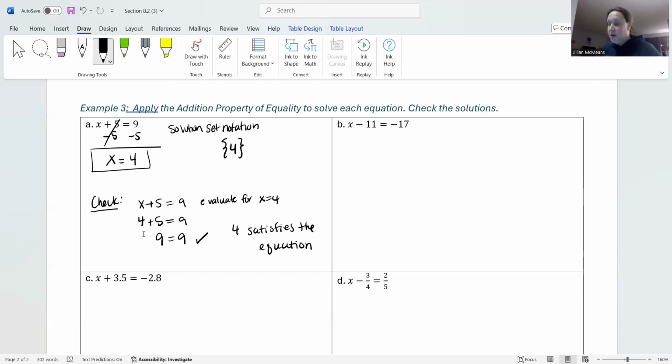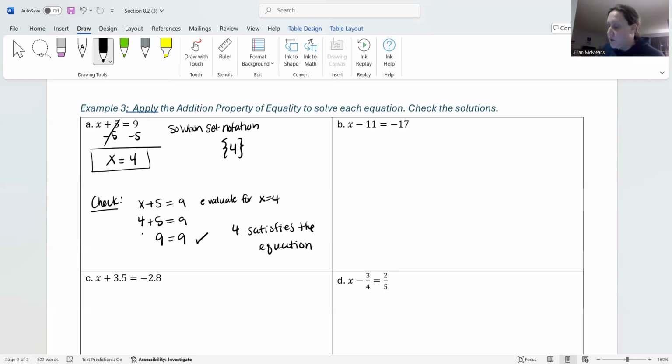Okay, let's look at part B. So in part B, we have x minus 11 equals negative 17. So what value for x when we subtract 11 gives us negative 17? Well, a lot of us can look into the crystal ball and see what the solution is here, but we want to know how to do this algebraically. Like what steps do we need to take? Well, we need to undo what has happened to the variable. In this case, we took the variable and we subtracted 11. How do we mathematically undo subtraction?